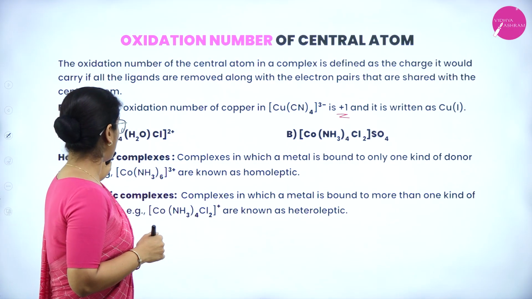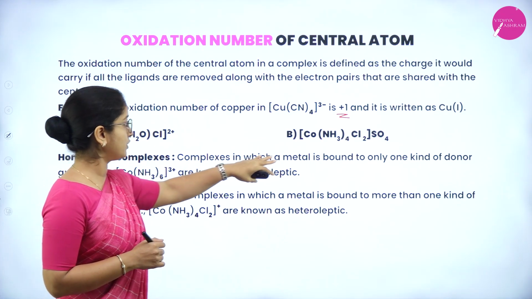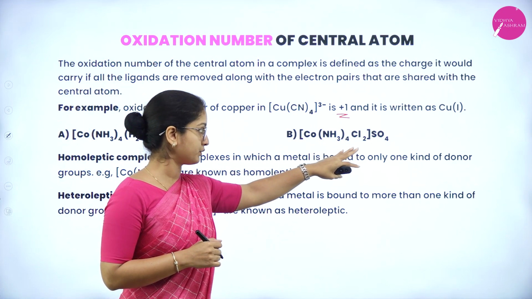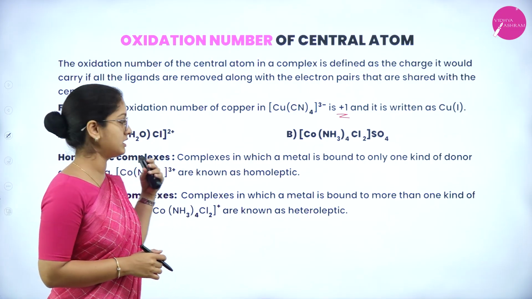In the complex [Co(NH3)4(H2O)Cl]2+ and then [Co(NH3)4Cl2]2SO4, here in this example, cobalt carries +2 oxidation number.